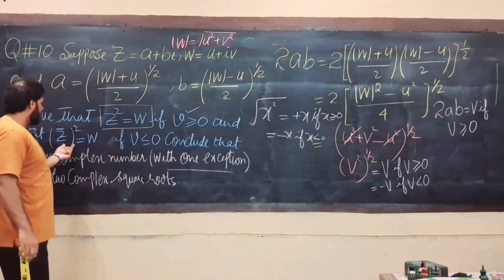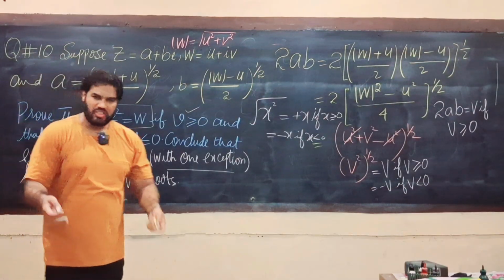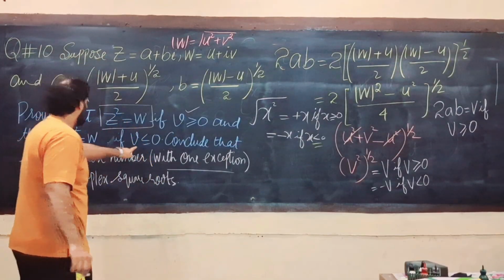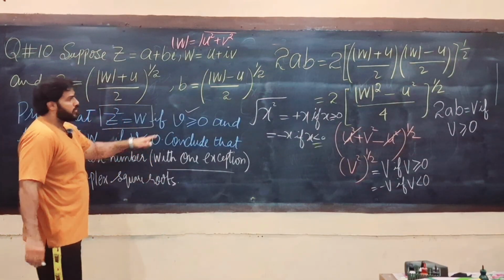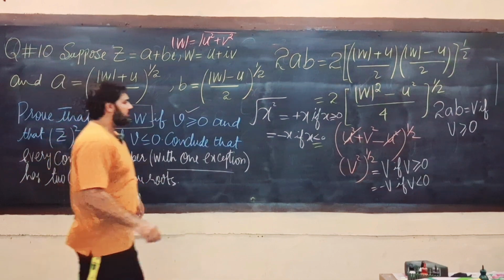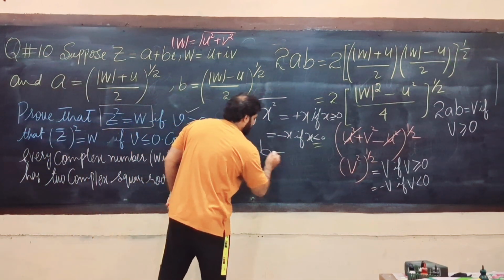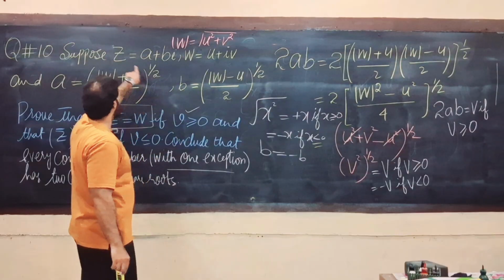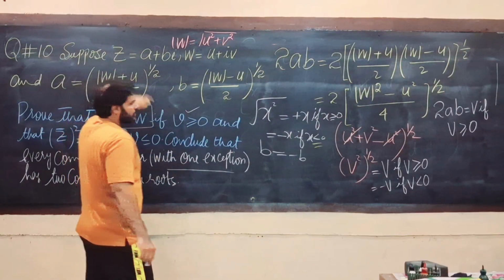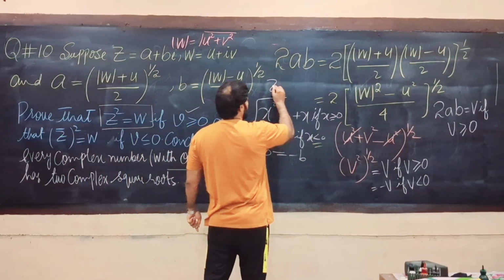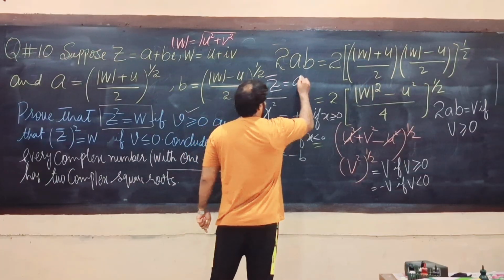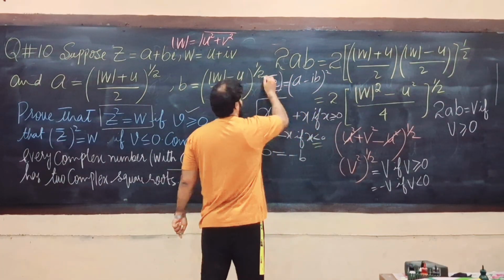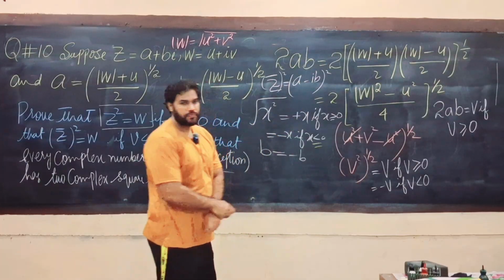In this part, we have to show that the square of the conjugate is equal to W when V is less than or equal to 0. You can do the same question by just replacing V with minus B. Otherwise, you can take the conjugate of Z, which is equal to A minus iota V. Now take the square and solve this question similarly.